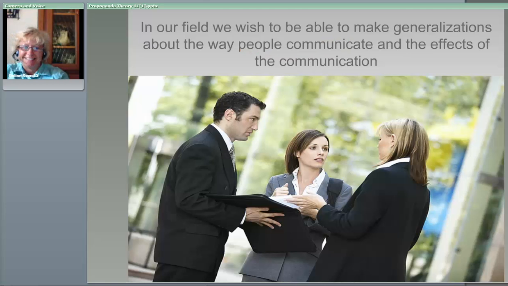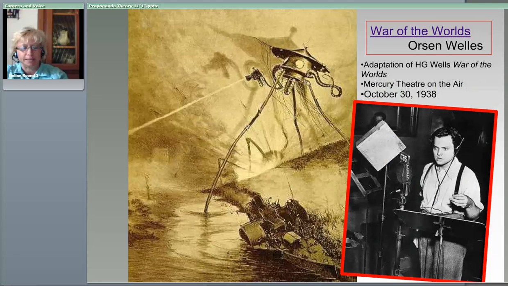Now, here we go. In our field, we wish to be able to make generalizations about the way people communicate and the effects of the communication. So the magic bullet theory is going to assert, propaganda theory is going to assert, you can have a major impact on beliefs and actions through propaganda. Now, let's start off with an example of Orson Welles. If you've never done any research or reading on Orson Welles and what he did with War of the Worlds back in 1938, you really need to do it.